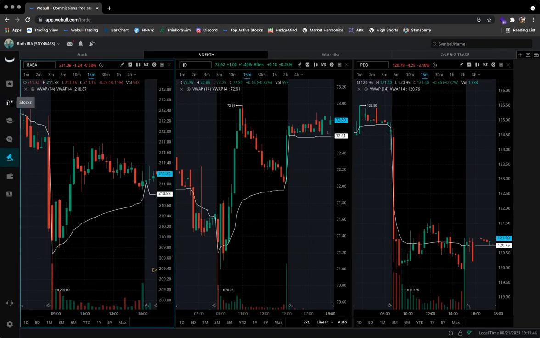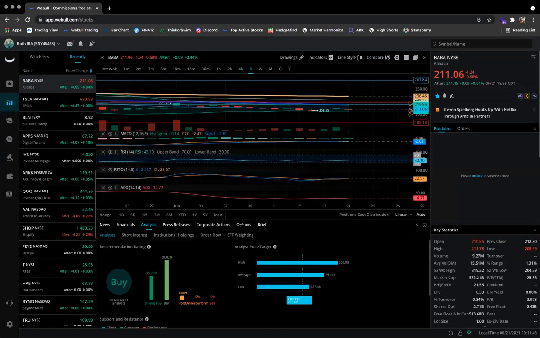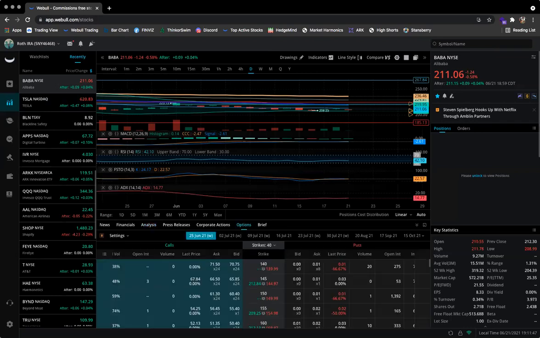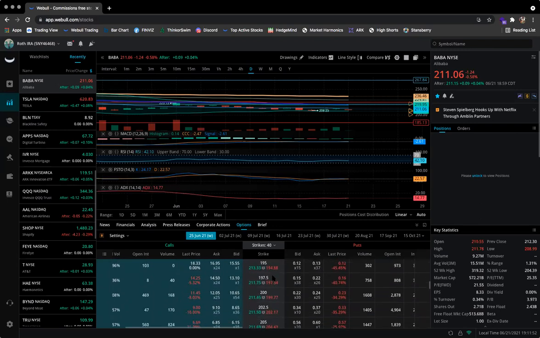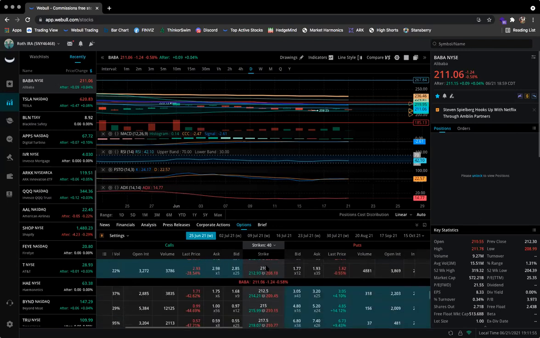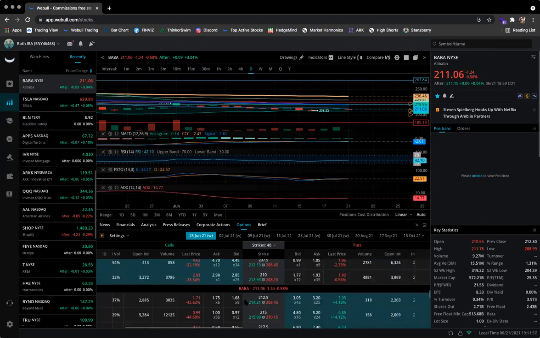Because if you look at the options, remember last week I was talking about the spreads on these. In particular, Alibaba had a 210 strike price. So when Alibaba dropped below 210, that brought this right here.